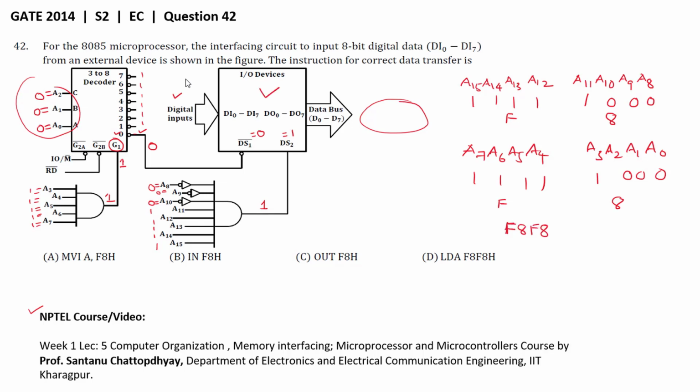So this IO device can also be treated as a memory location. I can use LDA, load accumulator, from this memory location F8F8. Then the digital input data will be transferred onto the data bus D0 to D7. So option D is the answer.